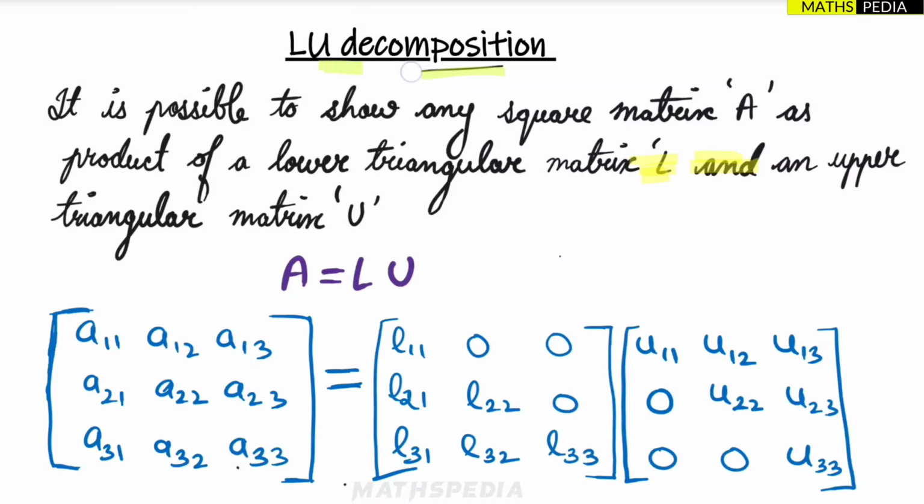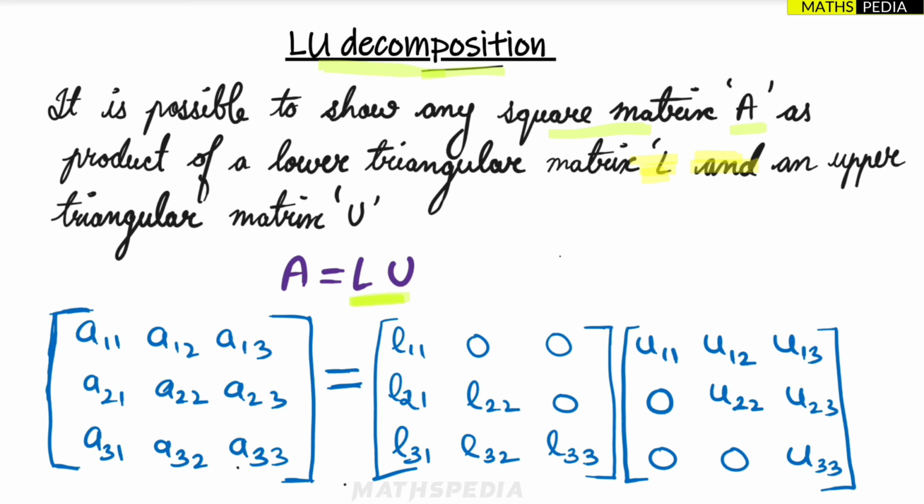In this video, we are going to learn the decomposition method. So here we need to understand that any square matrix, suppose A I am taking, that square matrix can be represented as the product of two matrices, that is nothing but a lower triangular matrix and an upper triangular matrix.